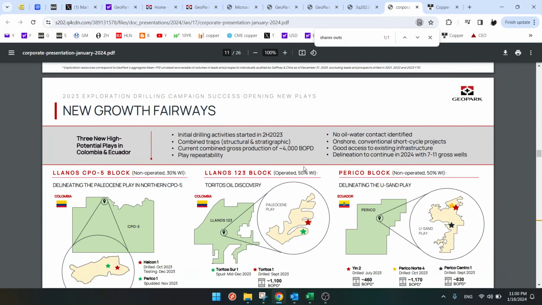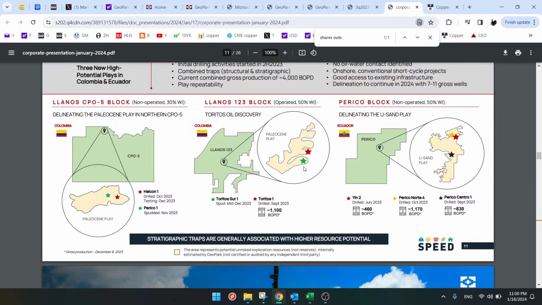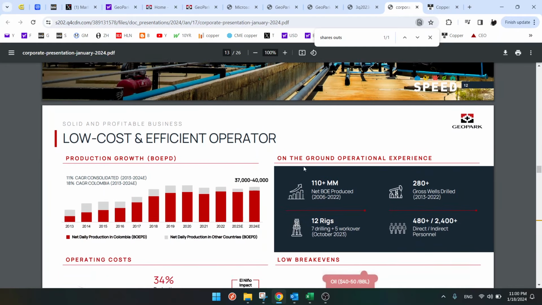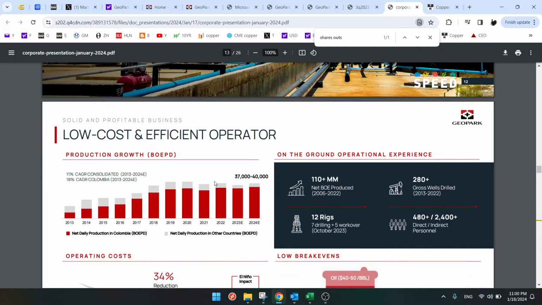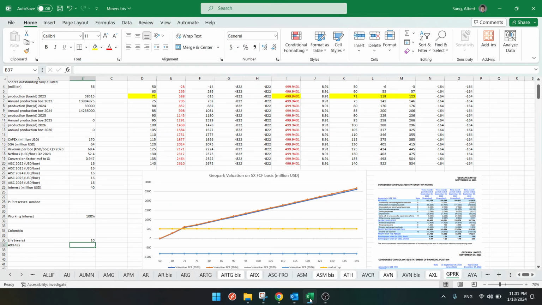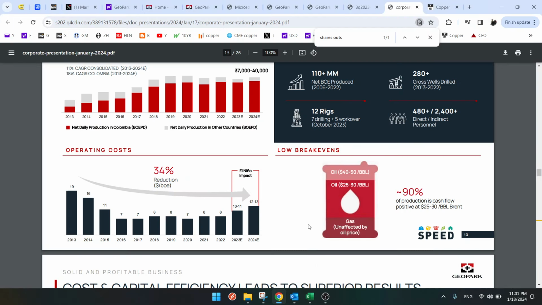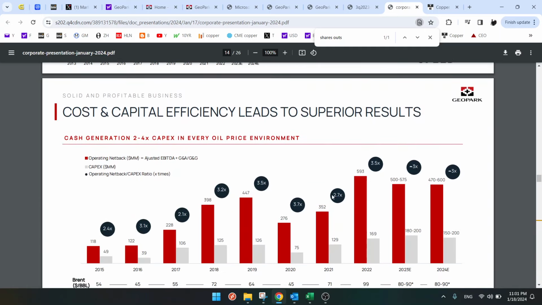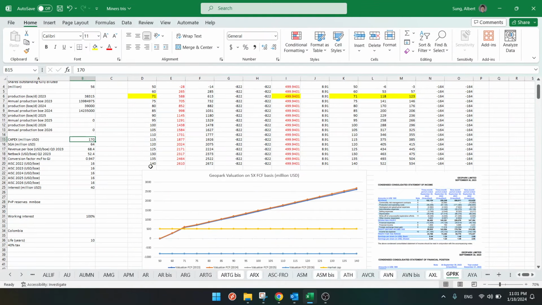A lot of, yes, too much data. Too much data. Just give me the production guidance. Going to be flat. Costs are actually going up. 12, 13. Now it's 16 even. Yes, it is low break even. That's true. But what's the capex? 170.